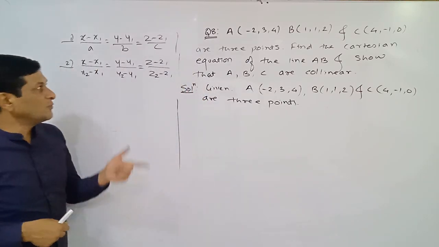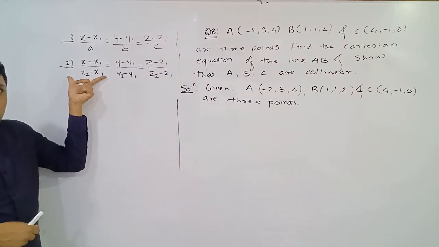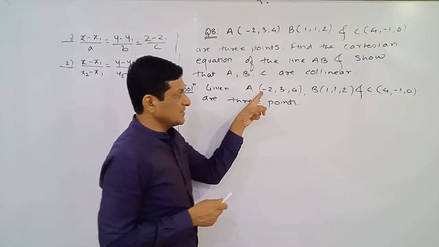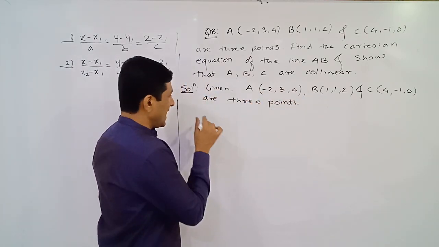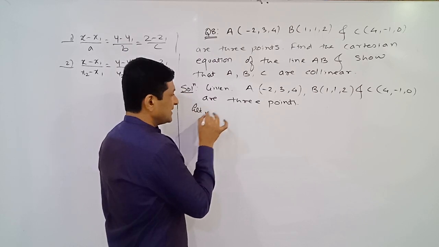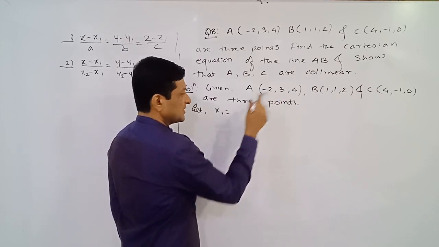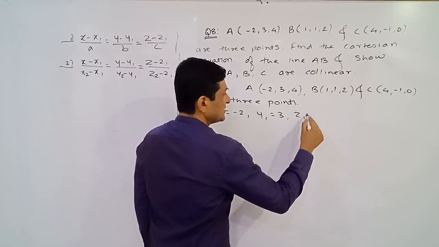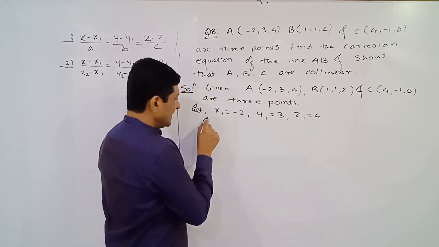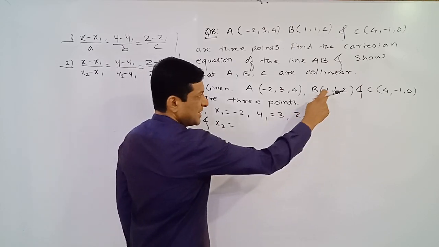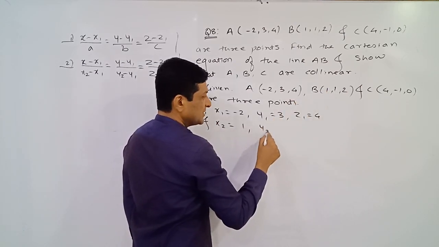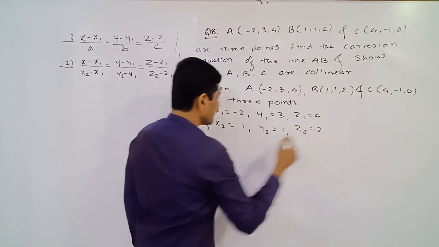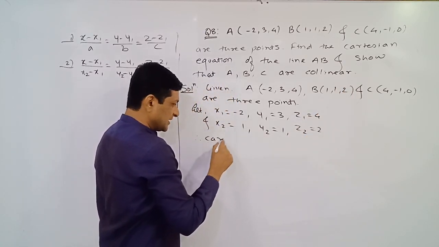If the coordinates of 2 points on the line are given to us, then this formula is applicable to find the Cartesian equation of the line. So we are considering the coordinates of points A and B. Let x1 is equal to minus 2, y1 is equal to 3, z1 is equal to 4, and x2 is equal to 1, y2 is equal to 1, and z2 is equal to 2.